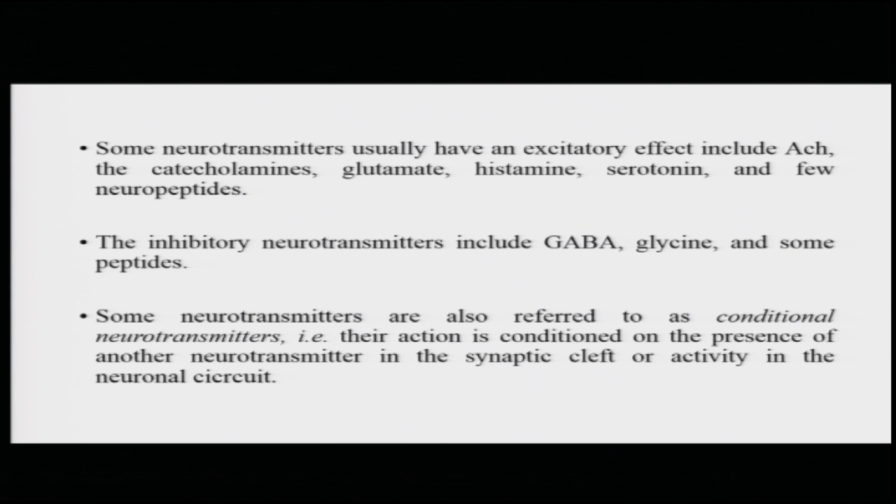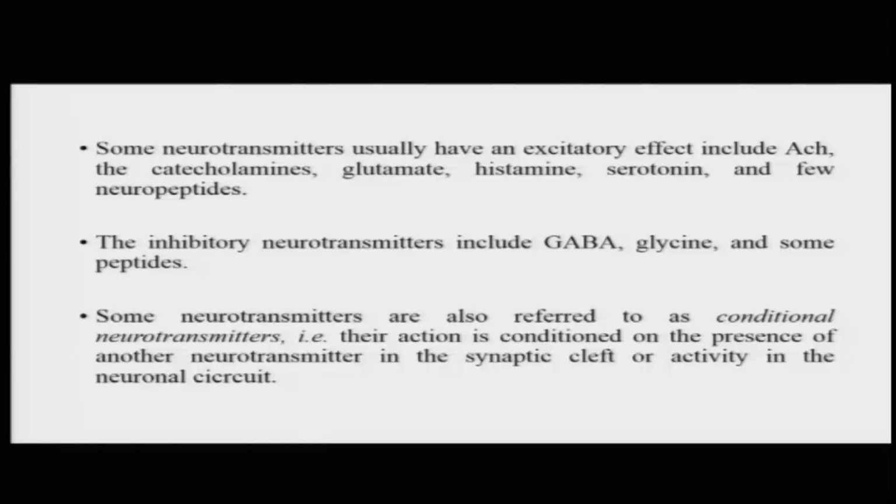Now also, one would like to remind that some neurotransmitters will have an excitatory effect that will cause the postsynaptic neuron to generate the action potential, which includes acetylcholine, catecholamines, glutamate, histamine, serotonin, and a few other kinds of neuropeptides. Some of the neurotransmitters will cause inhibitory outcomes, which include GABA, glycine, and some other kinds of peptides. And these are just names that you would want to remember. They will come again when we are talking about specific functions.